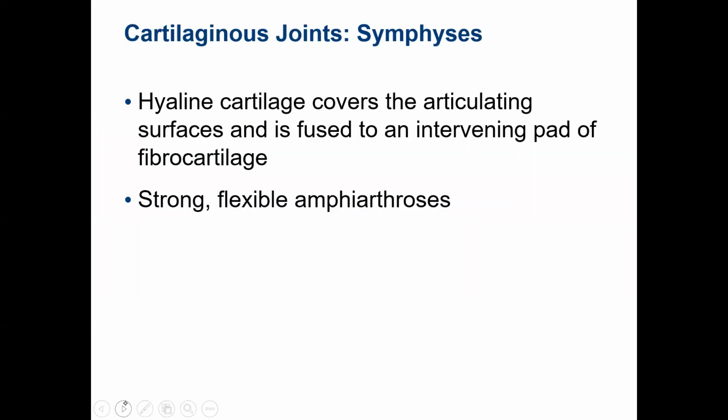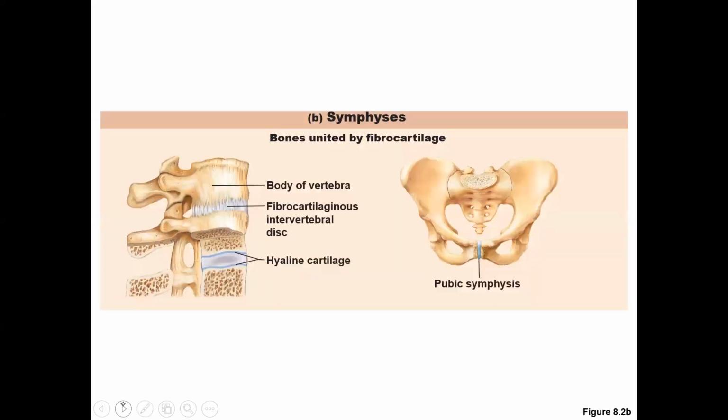And then there's a symphysis. A symphysis is slightly movable. It's when you've got fibrocartilage in between the bones. It's a shock absorber. There's the symphysis that's the intervertebral disc. And then here's the pubic symphysis. And so that's fibrocartilage holding the bones together.